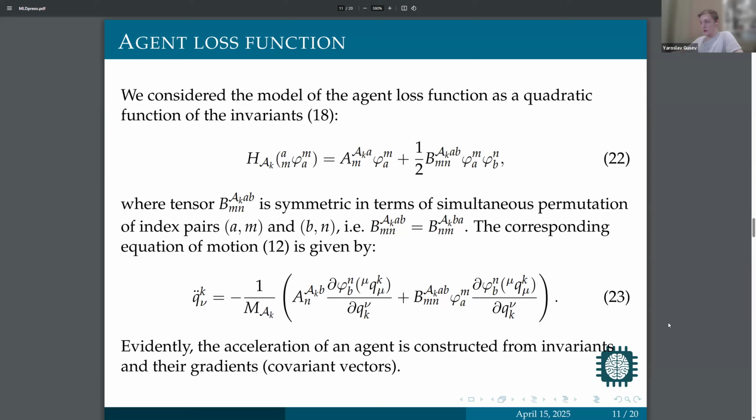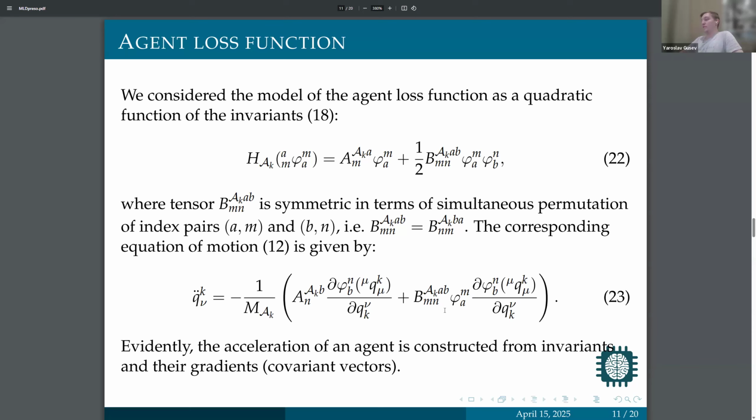And here are the corresponding equations of motion represented in Formula 23. We just differentiate this H with respect to the particular Q, the particular position of particle K. And then this acceleration is constructed through the invariants and the gradients of the invariants.